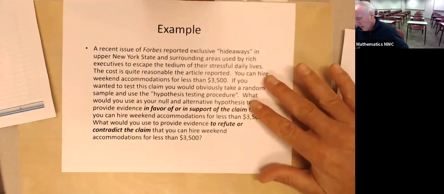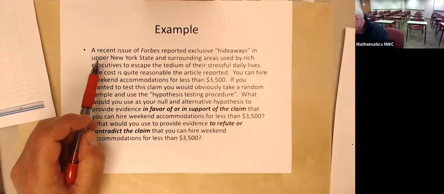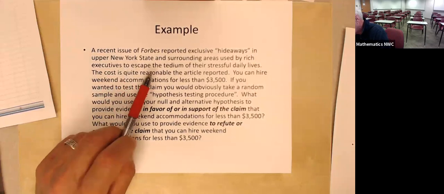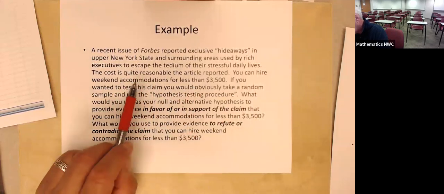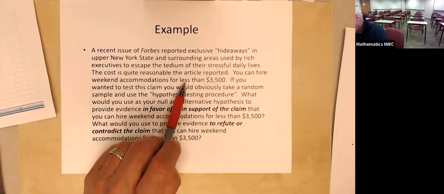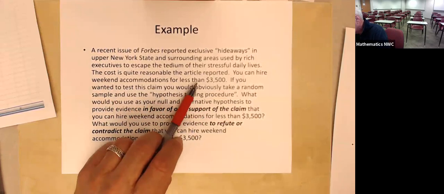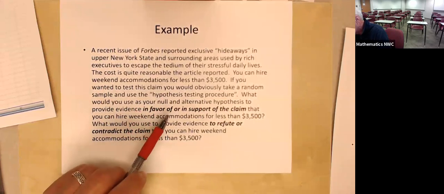Two last things we want to cover on setting up null and alternative hypothesis. Read this one once. A recent issue of Forbes reported exclusive hideaways in upper New York State surrounding areas used by rich executives to escape the tedium of their stressful daily lives. The cost is quite reasonable, the article reported. You can hire weekend accommodations for less than $3,500. I wanted to test this claim that it was less than, which would obviously take a random sample. I'm going to use a hypothesis test.